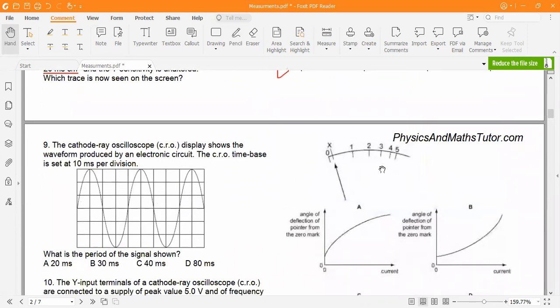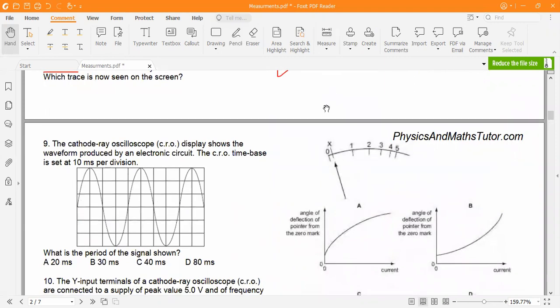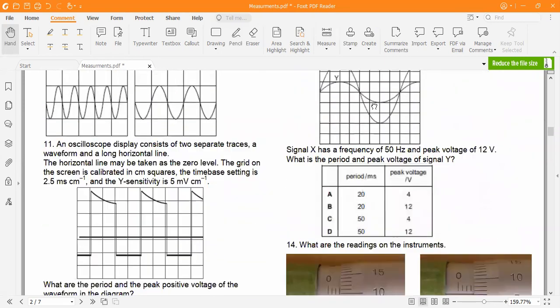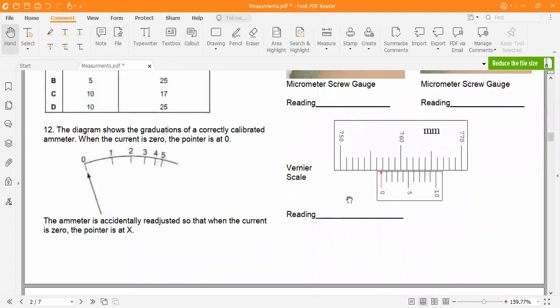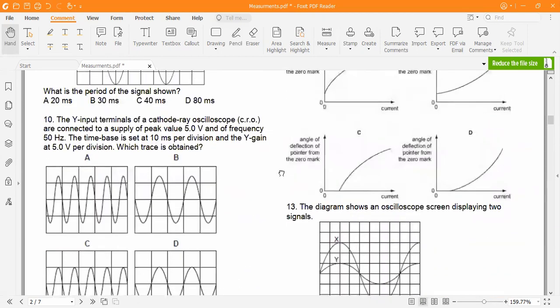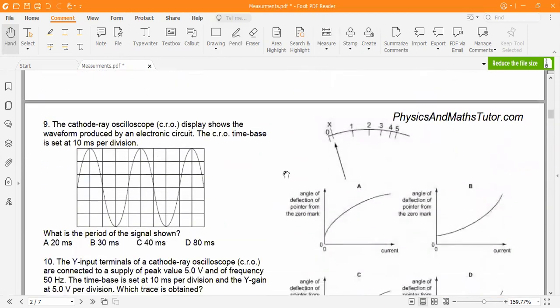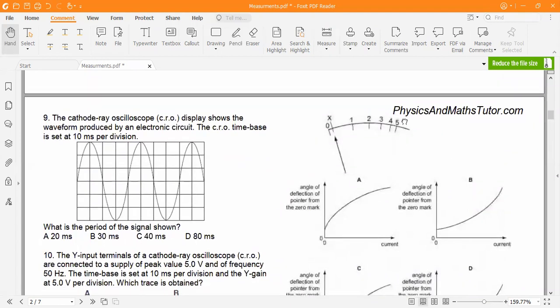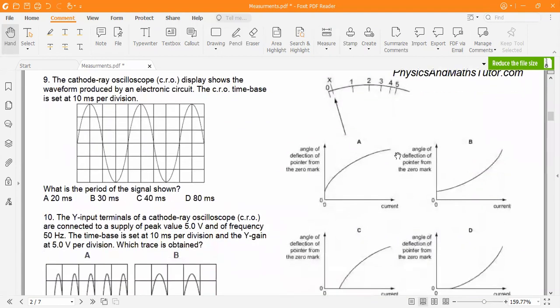Okay, so this is the new graph. So when the pointer is at 0, this is at x. Now they want us to find the accurate graph. Like what would be the accurate graph in this case? So what we see is deflection is more at the start and it is decreasing towards the end, right? So what will we do? What do you think? So it would be B.